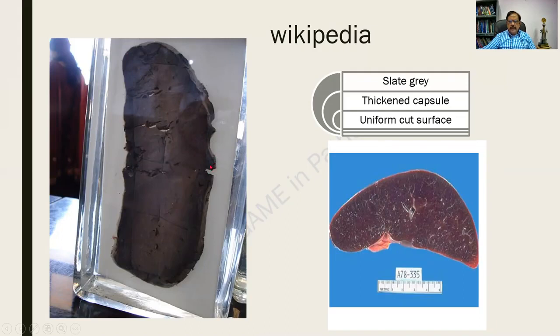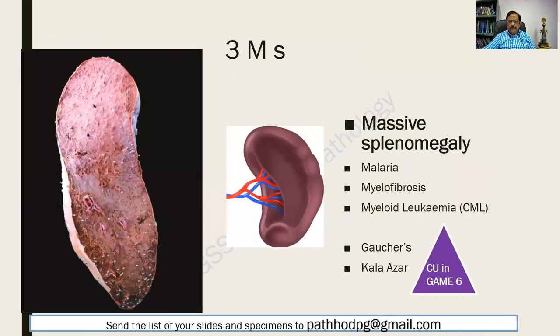Externally, there can be the splenic notch, capsule, and the cut surface will be showing a thickening of the capsule. The parenchyma itself is slightly darker and we call it slate gray in color. Slate gray in color and it is homogeneous or uniform. This might be a picture in the early stages of a splenic congestion. So slate gray parenchyma, thickening of the capsule and a uniform cut surface. These will be the features for diagnosis.